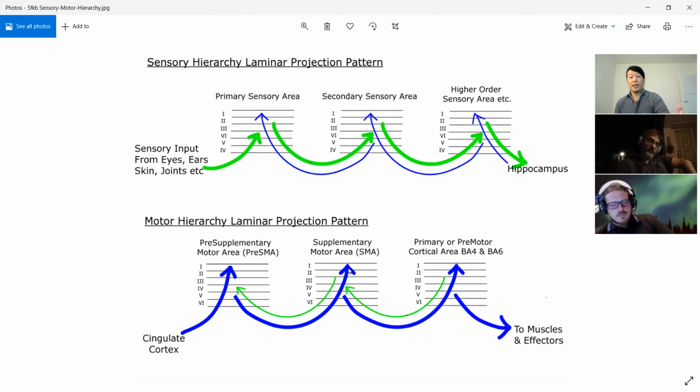pre-supplementary motor area. Now, the important point we have to emphasize here is the top-down projection pattern. As you go from the top of the hierarchy down the hierarchy, there's a very specific projection pattern. Basically the outputs will leave where my mouse is. Actually, I'm just going to annotate. I find this little funny arrow here. You see here, this is where the top-down projection is coming out.